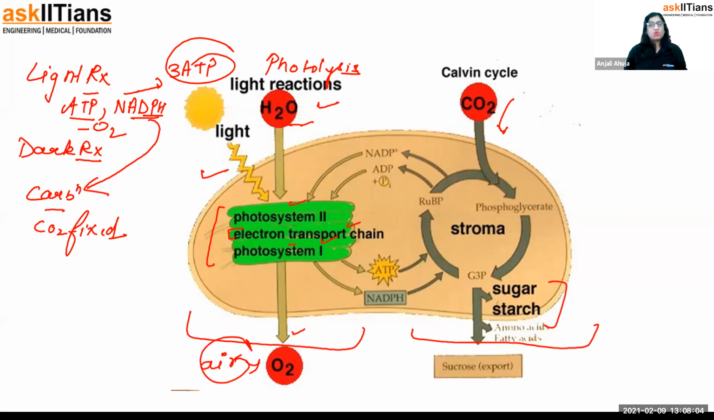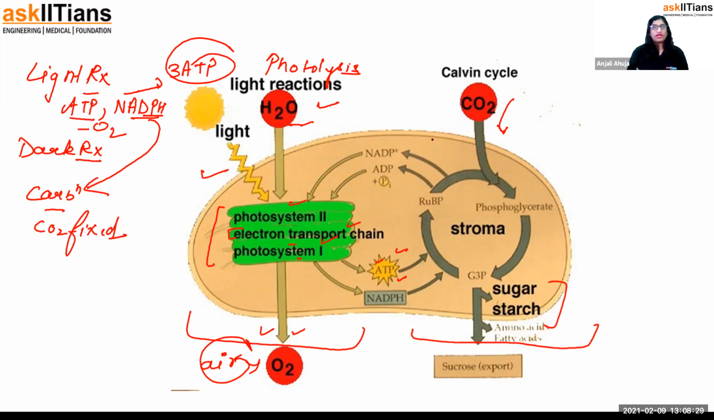Clear? So into the light reaction, into the thylakoids, a group of pigment, photosystem 1 and 2, they are forming energy in the form of ATP and NADPH. They are forming this oxygen release and by electron transport chain, ATP is formed and NADPH is coming from the photosystem. Photosystem also shows certain reaction inside because these are chemical.